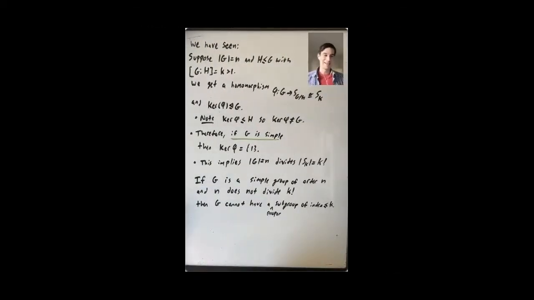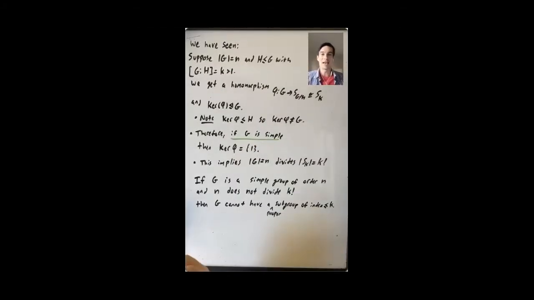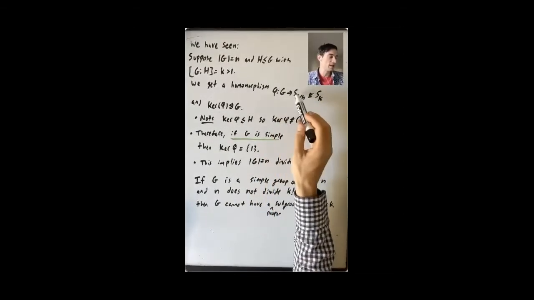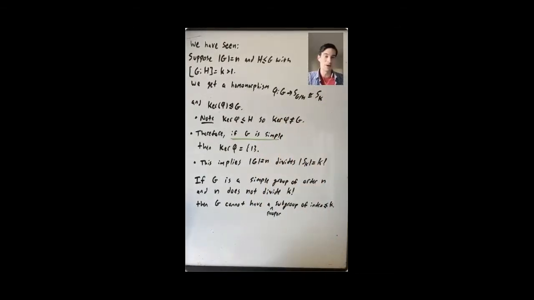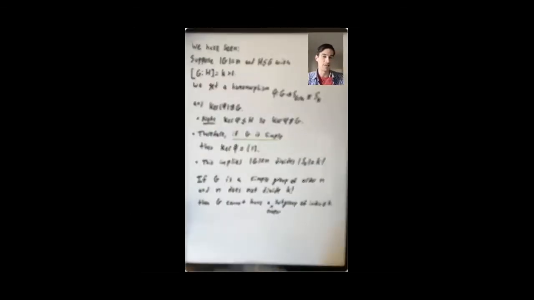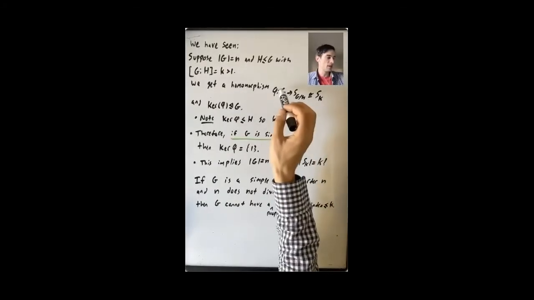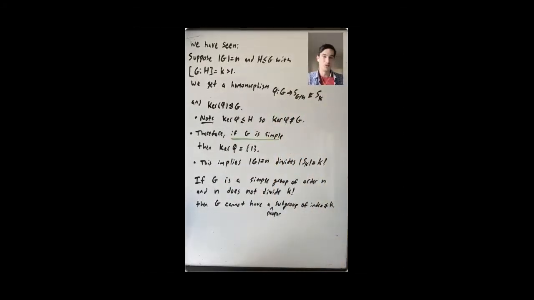Where are we? So here's our setup. Suppose G has order n, and H is a subgroup of G with index k. Let's say that k is bigger than 1, so that it's actually a proper subgroup. So we get a homomorphism from G to the permutation group on the left cosets of H in G, which is isomorphic to S_k, because there are k of these things. And the kernel of this homomorphism is a normal subgroup of G.